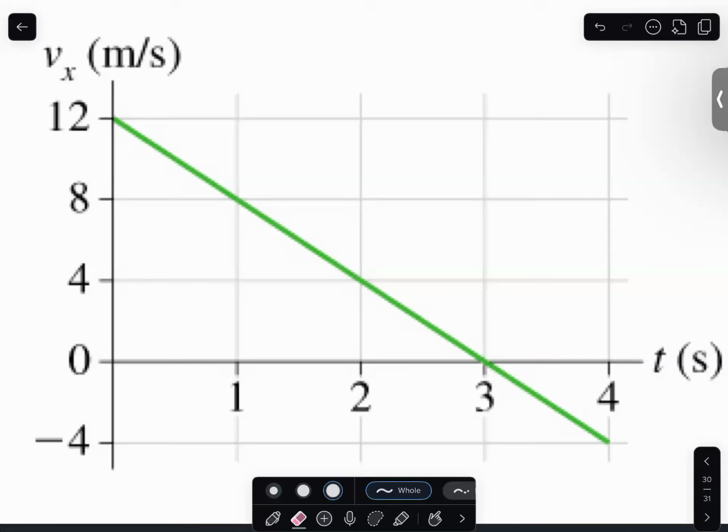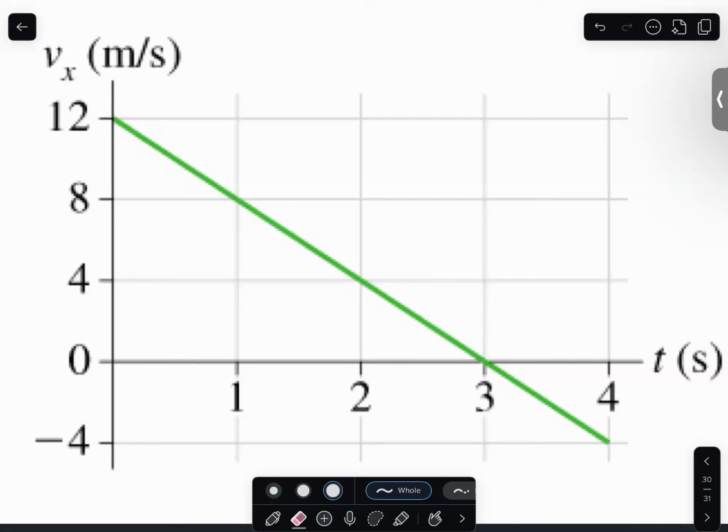Okay, time's up. 8 meters per second. Here's how you read a graph of quantity x versus quantity y. You look at when x is blah, y is blah. At time 1 second, my velocity is 8 meters per second.